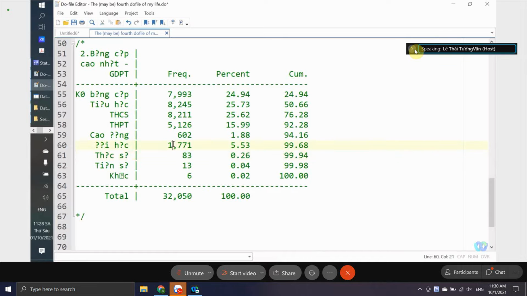But the idea is you have Đại học, 1,771. So about 5.53% of the Vietnamese workers have some education, a bachelor degree, and so on. You can see that almost 16% of the population have a high school degree or higher.